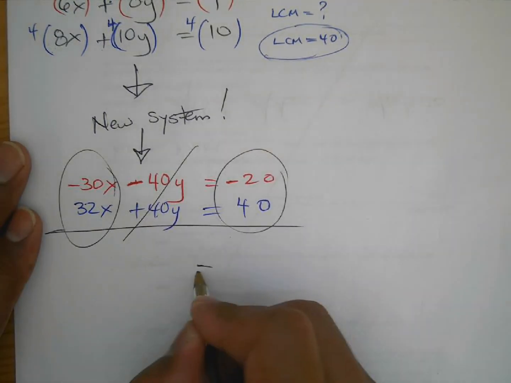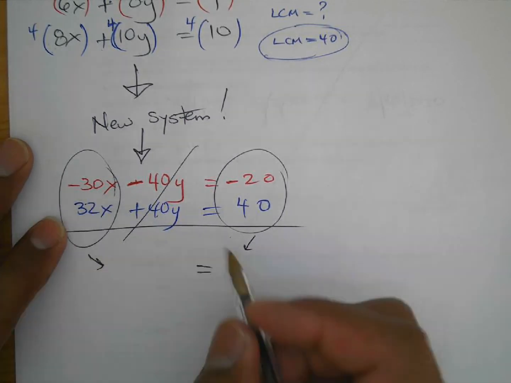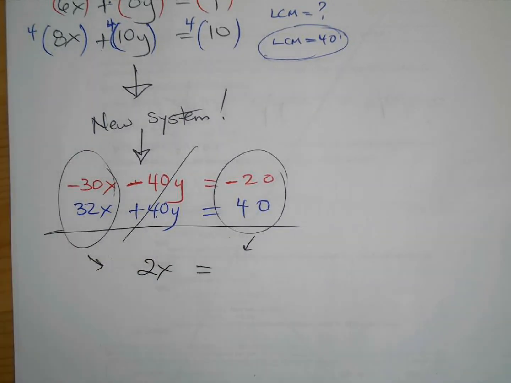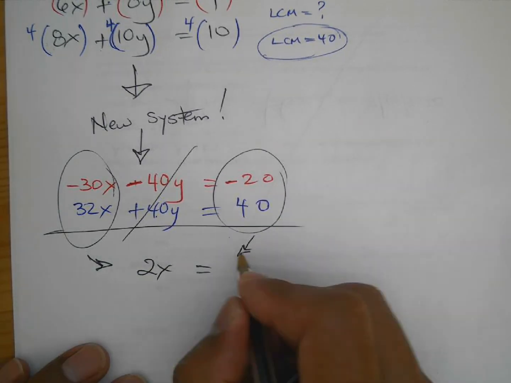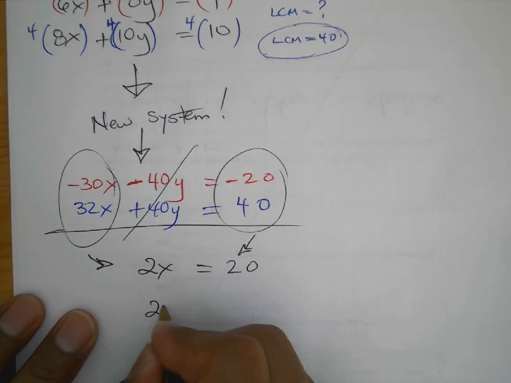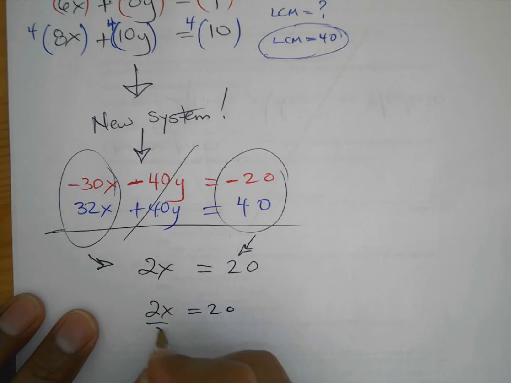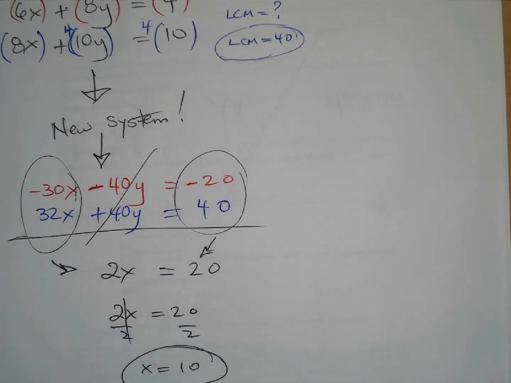And then you just see what's left over here. You're going to have 32x take away 30. That's a positive 2x. And then 40 take away 20 is 20. And you can easily solve 2x equals 20, right? Divide by 2, divide by 2. Here we go. Almost done.